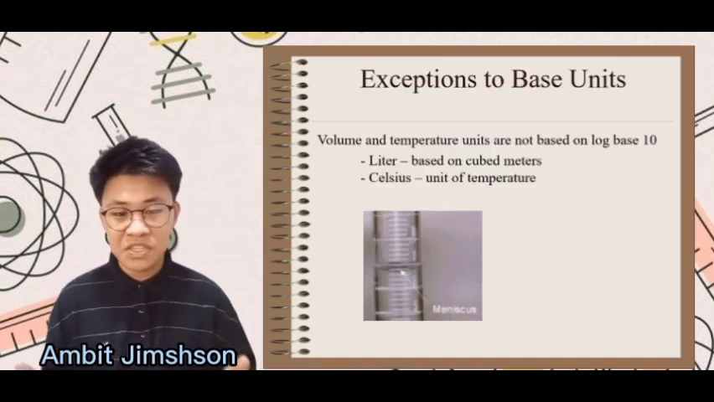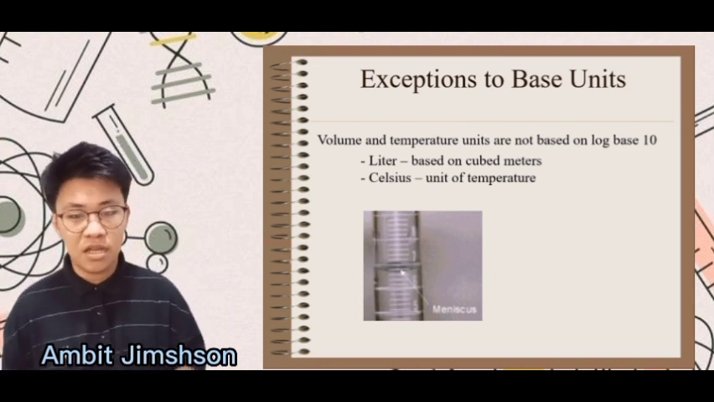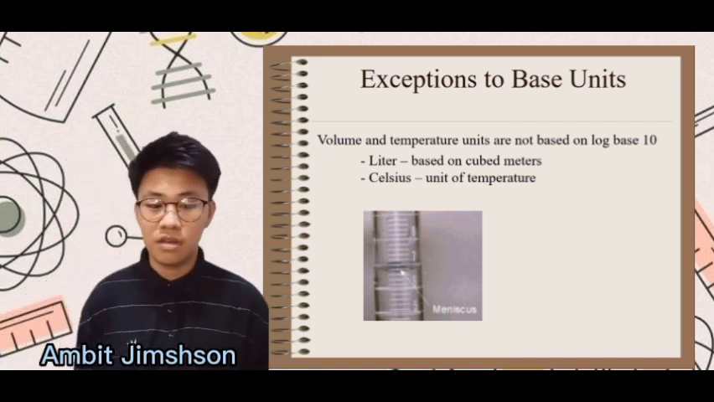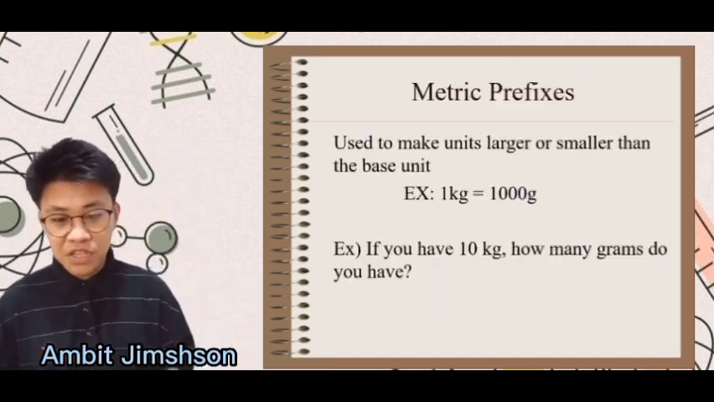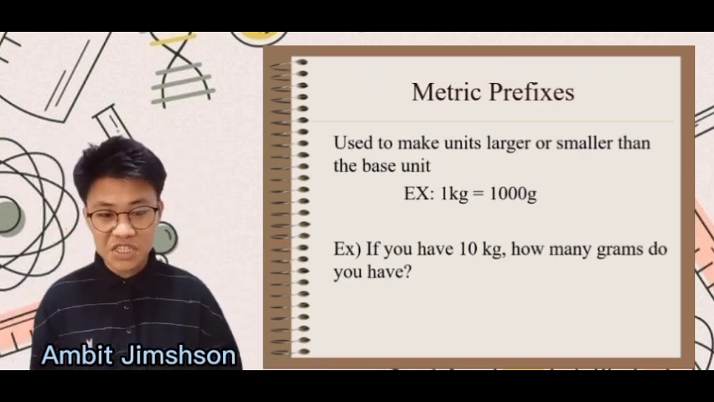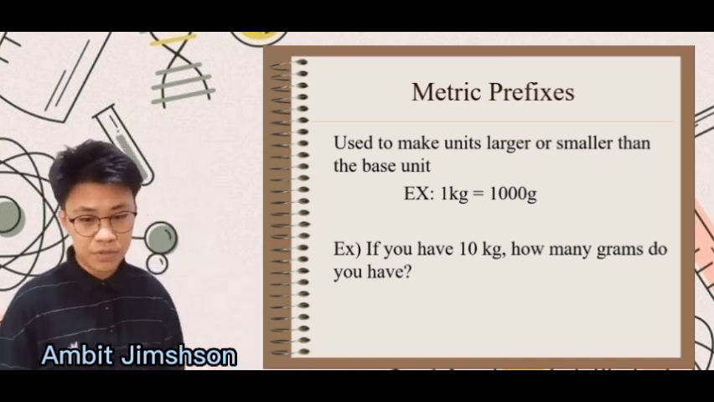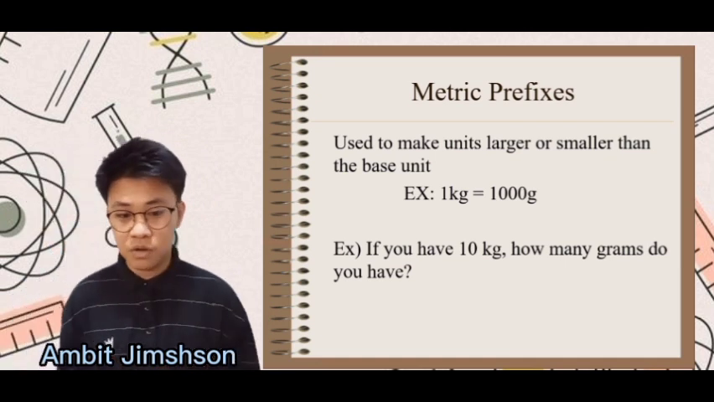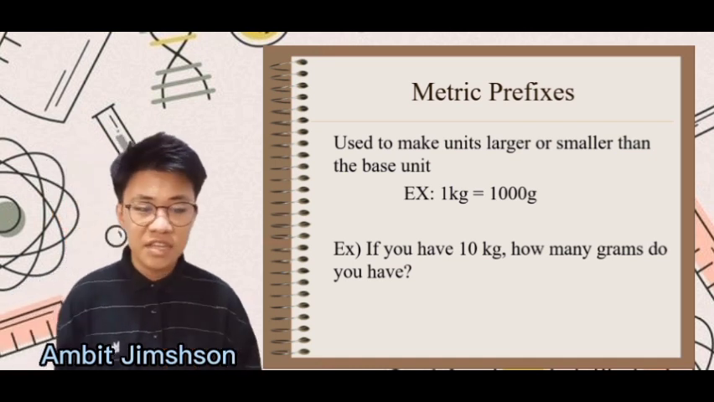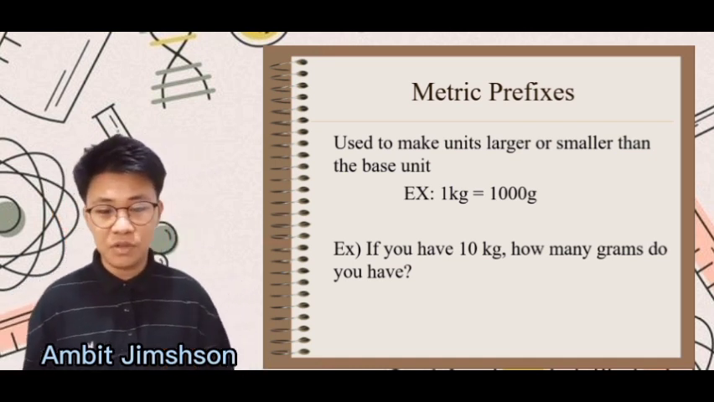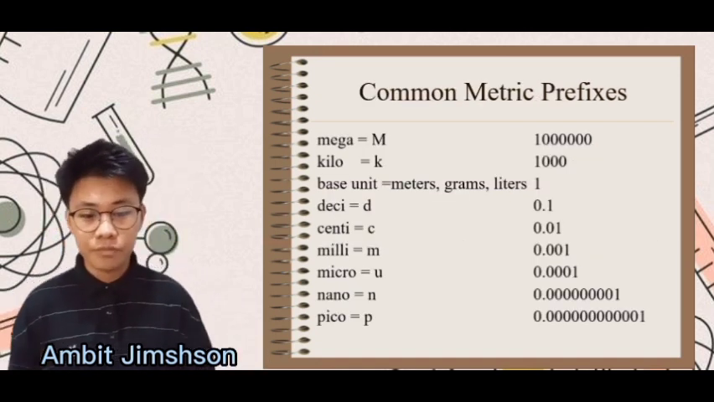Exceptions to base units and metric prefixes. While most units in the metric system are based on the base 10 system, there are a few exceptions. Volume is measured in liters, which is based on the cubic meter. Temperature is measured in Celsius. To make units larger or smaller than the base unit, metric prefixes are used. Some common metric prefixes include kilo, centi, milli, micro, and nano.